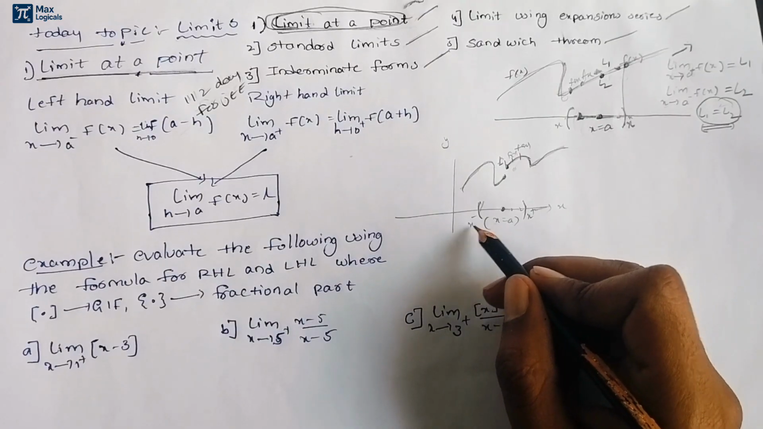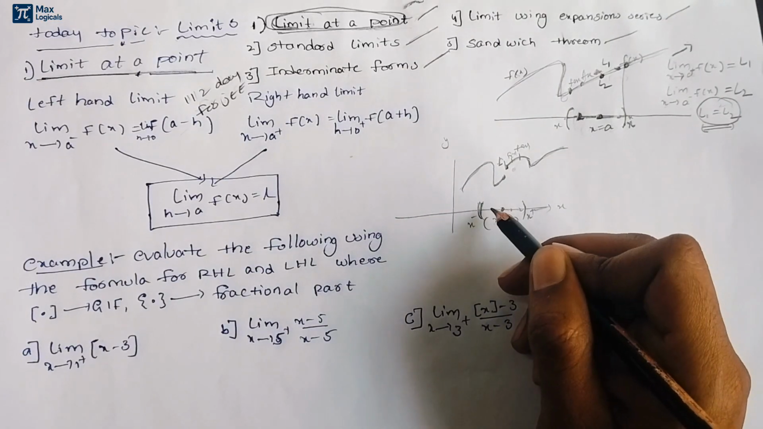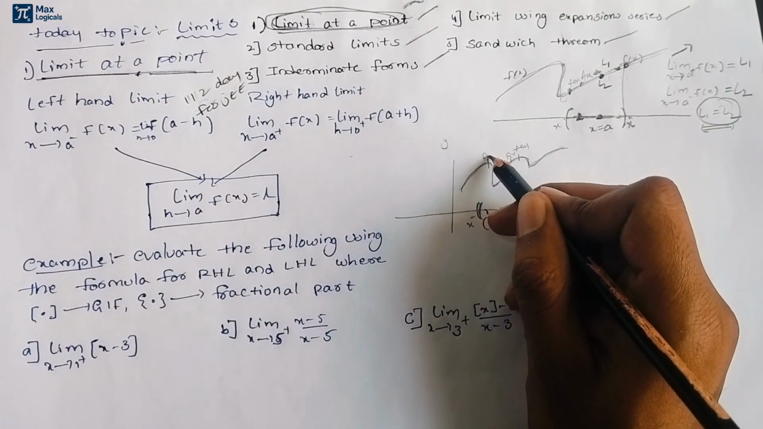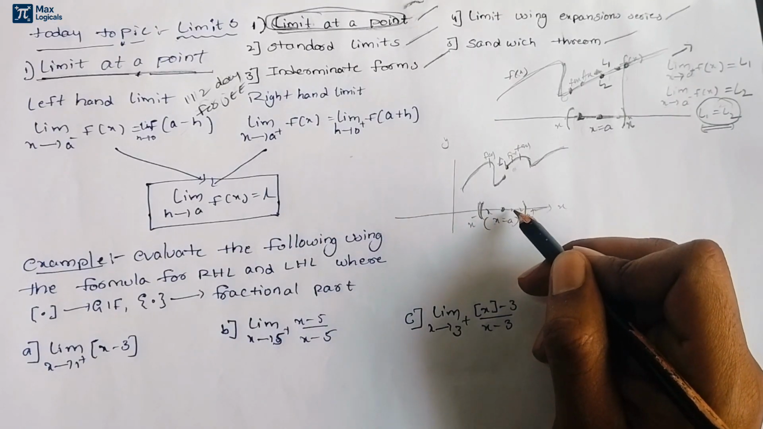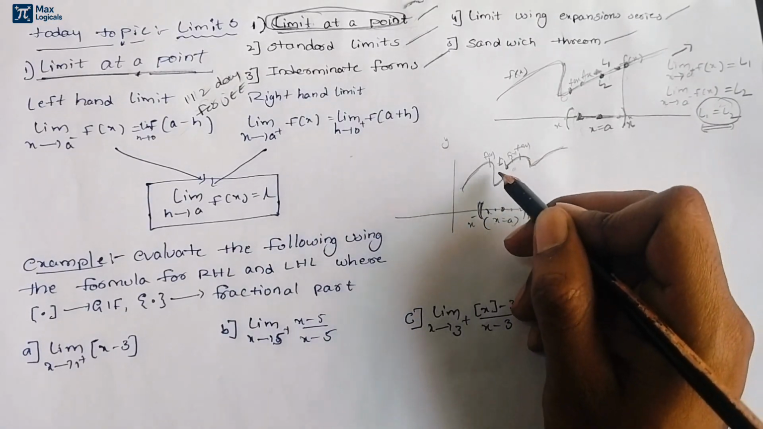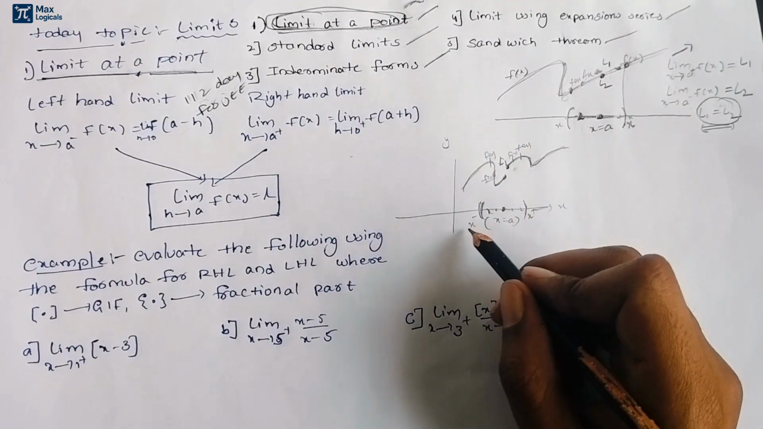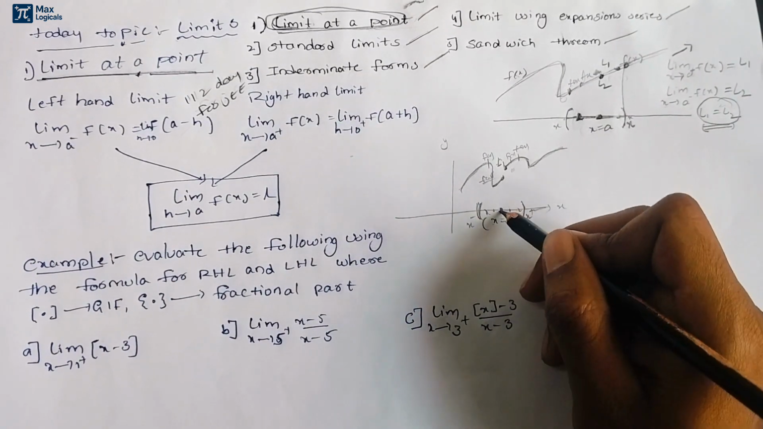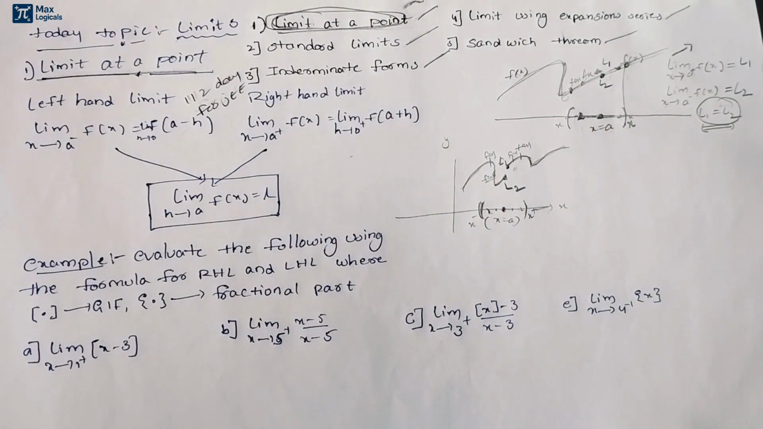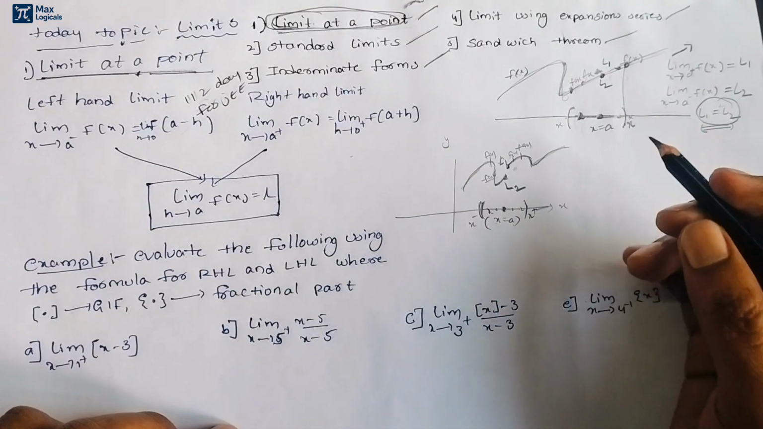X moves towards the left side to a, that is, x moves from the left side towards a. When x moves towards that point and x approaches a, then f of x reaches this point, that is L2. Here L1 is different and L2 is different.